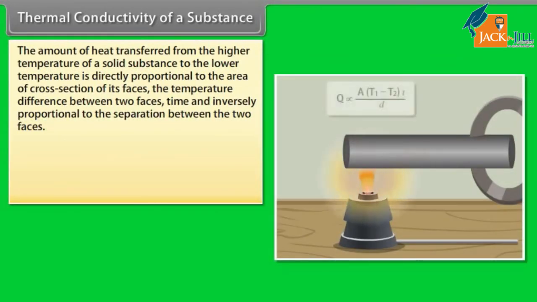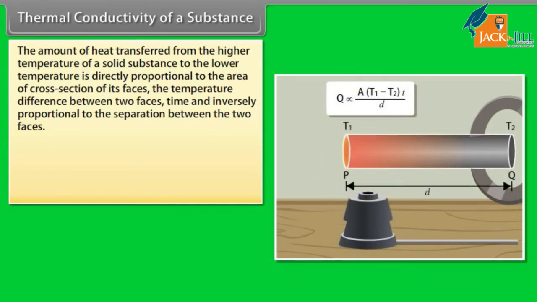Thermal conductivity of a substance. The amount of heat transferred from the high temperature face of a solid substance to the lower temperature face is directly proportional to the area of cross-section of its faces, the temperature difference between the 2 faces, and time, and inversely proportional to the separation between the 2 faces.